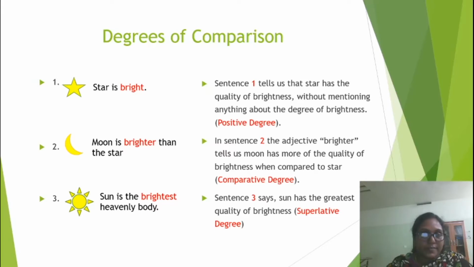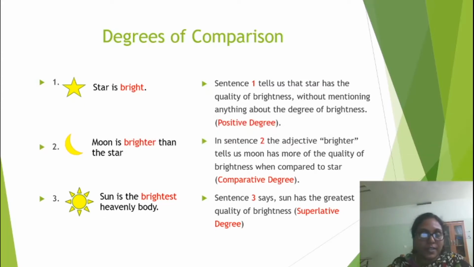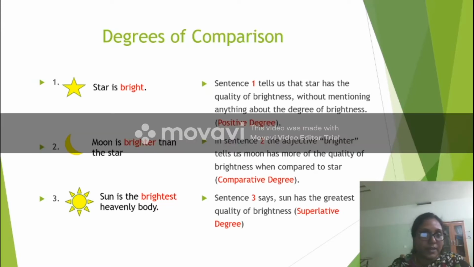The first sentence: star is bright. Let us look at the second sentence: moon is brighter than the star. The third sentence: sun is the brightest heavenly body. If you closely pay attention to these sentences, you can understand that the word bright has undergone a degree of change. Bright has become brighter and brightest.